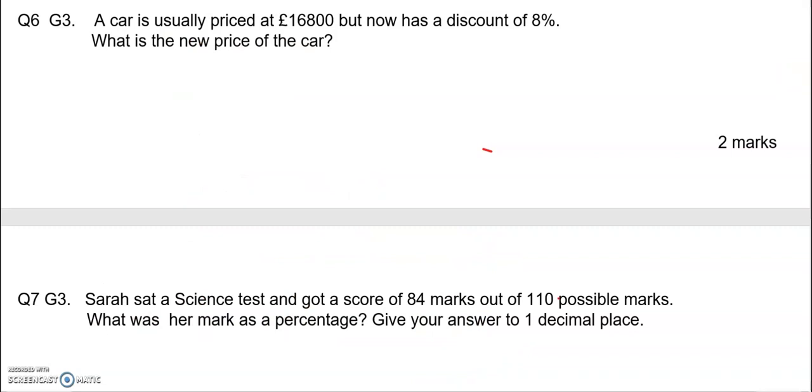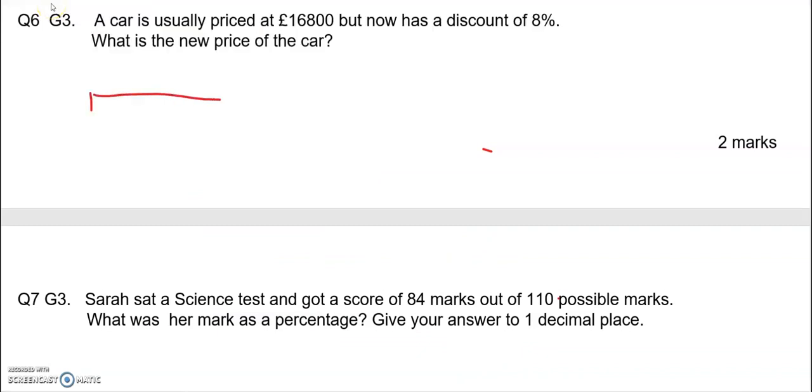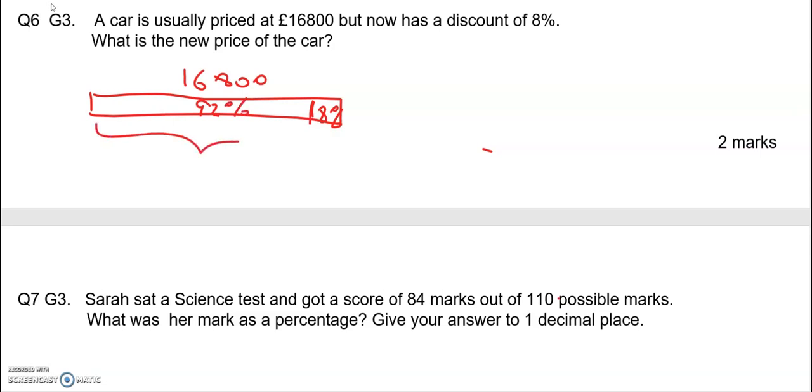Next question, we have a car is usually priced at £16,800 but now has a discount of 8%. What is the new price of the car? So again, we'll try to represent this. We've got the 100% price being 16,800 and there is a discount of 8%. So what we're left with is 92%. And we need to work that out. What's that 92% equal to?